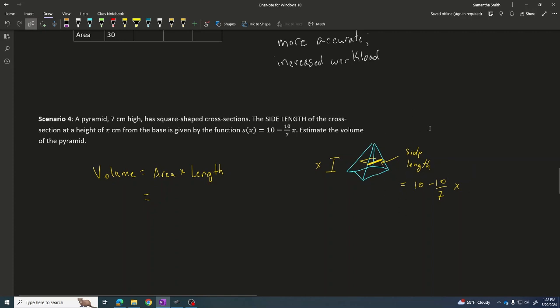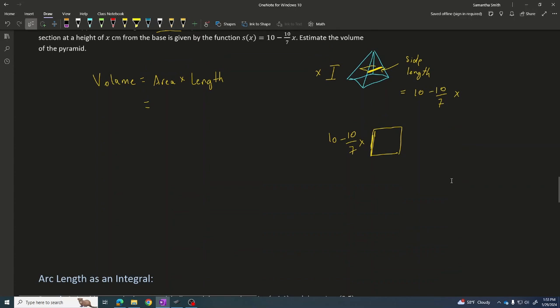And to answer that question, the key bit of information is that these cross sections are shaped like squares. So if you have a square with a side length of 10 minus 10 over 7x, how from that side length do you find the area of a square? We square the side length to find the area of the square.